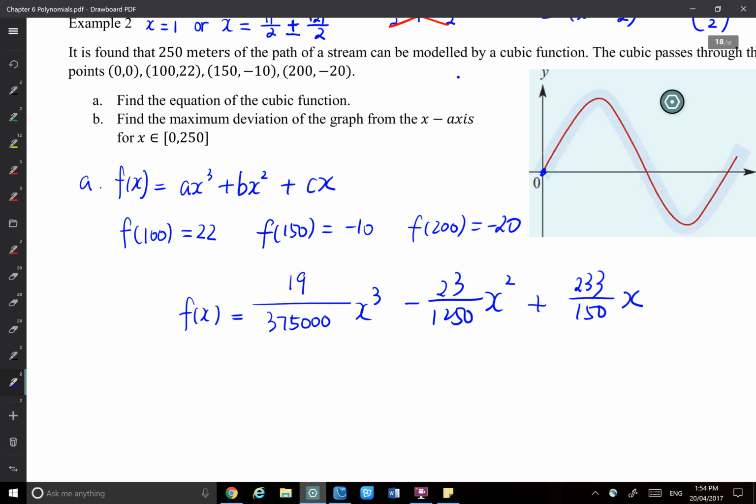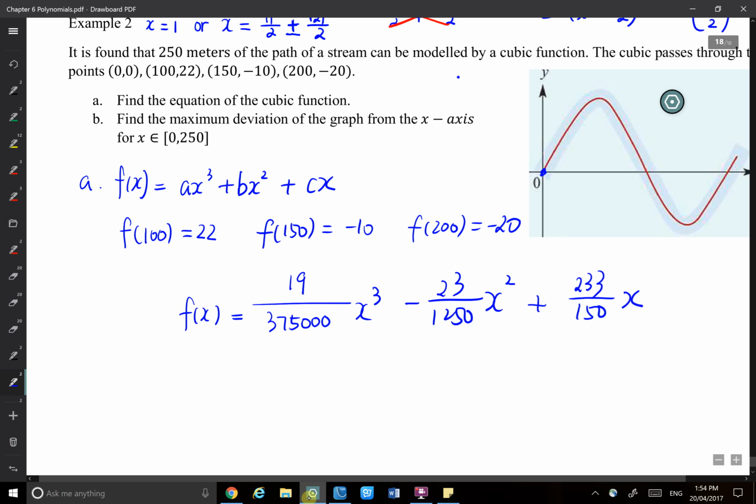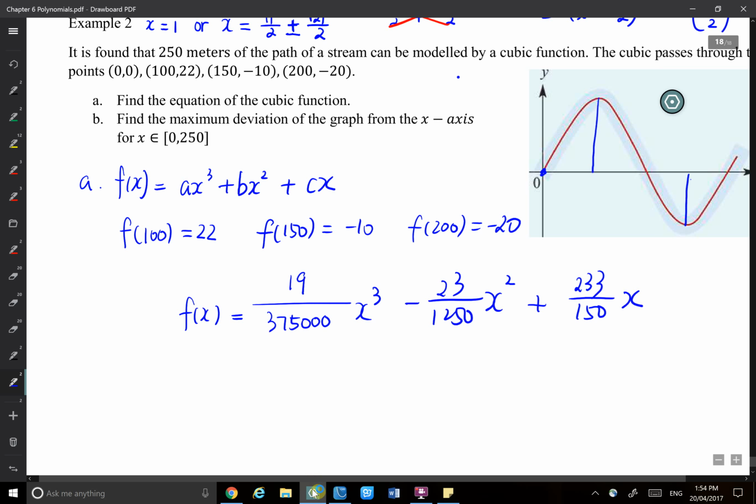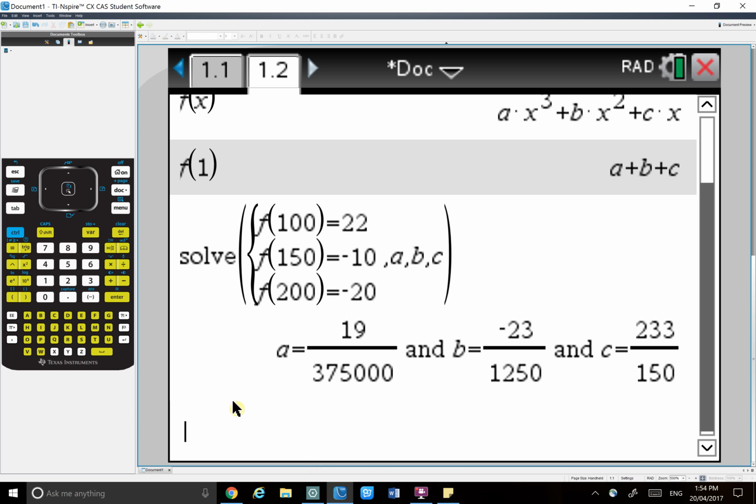Find the maximum deviation of the graph from the x-axis in between 0 to 250. Okay, the maximum deviation will be either this length or this length. How high does it go up or how low does it go down? What I'm trying to do now is to graph this in between 0 to 250 and find the maximum point. Let's go back to this one.